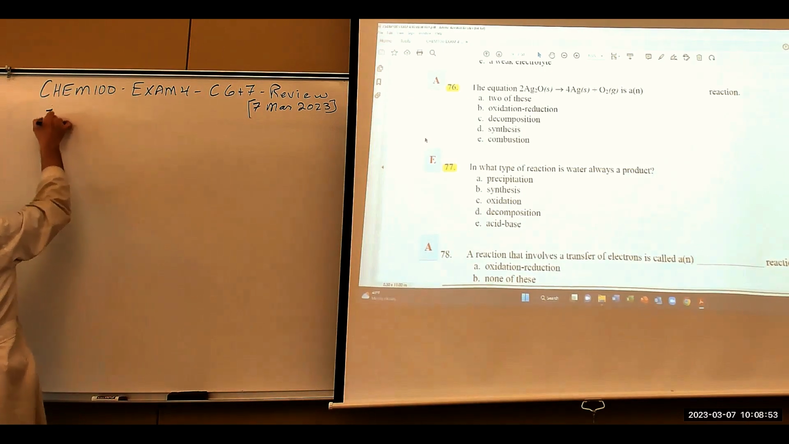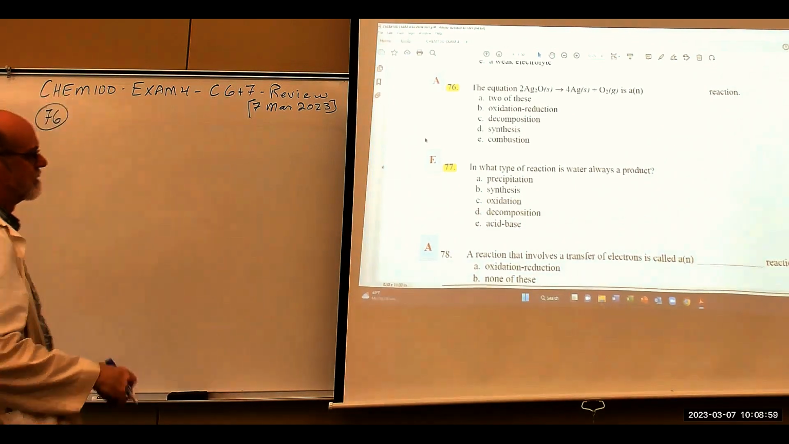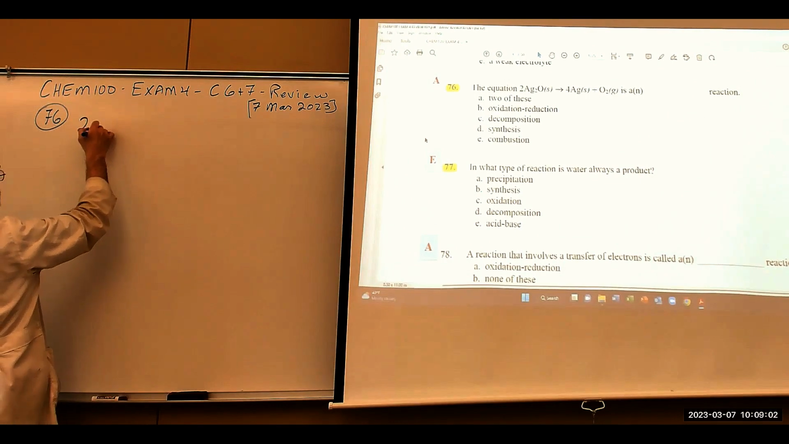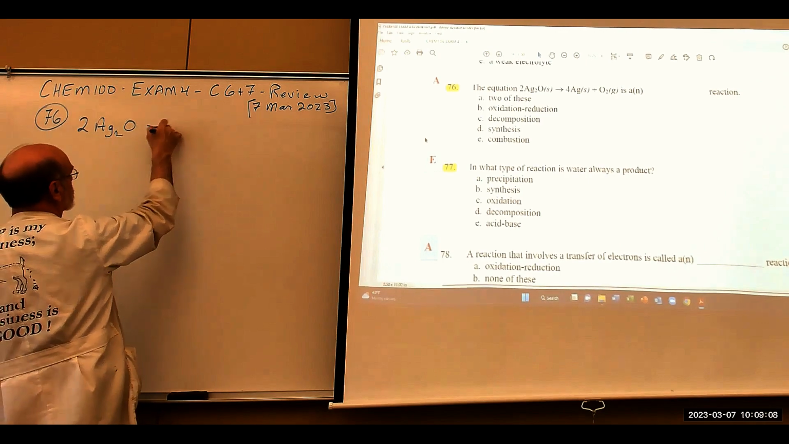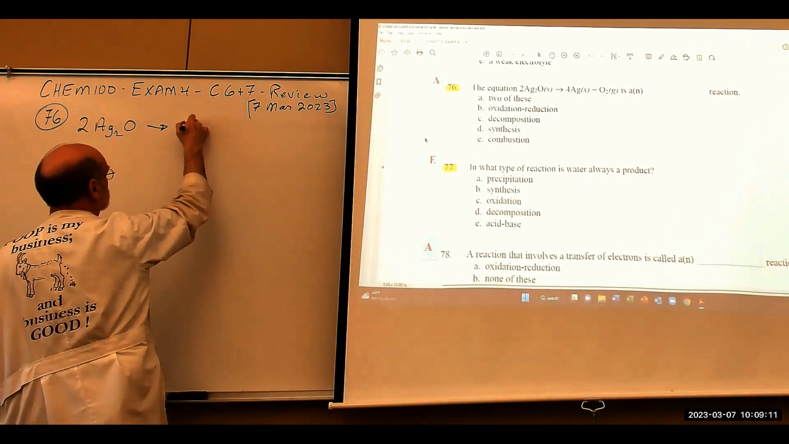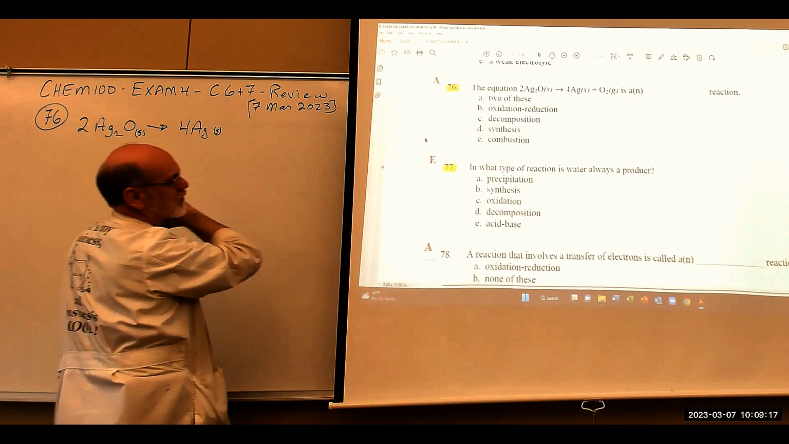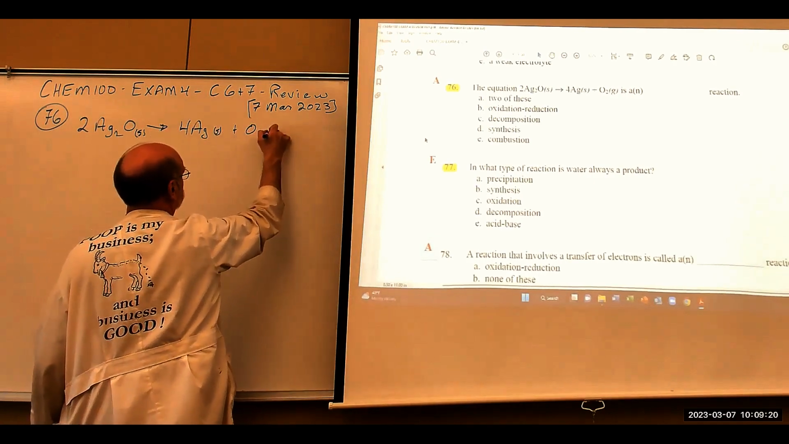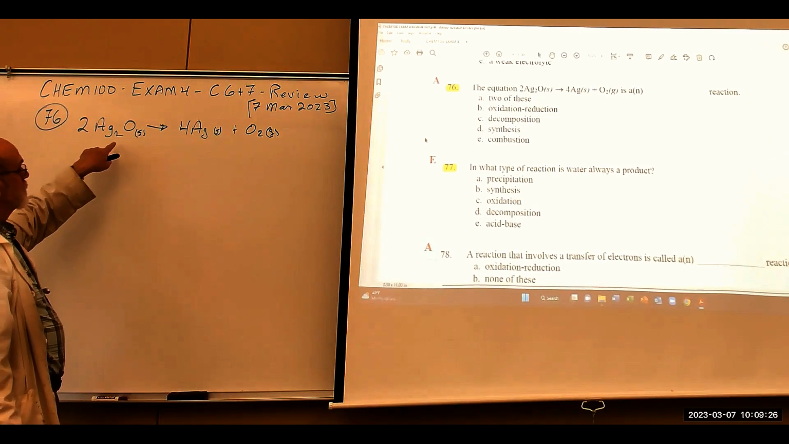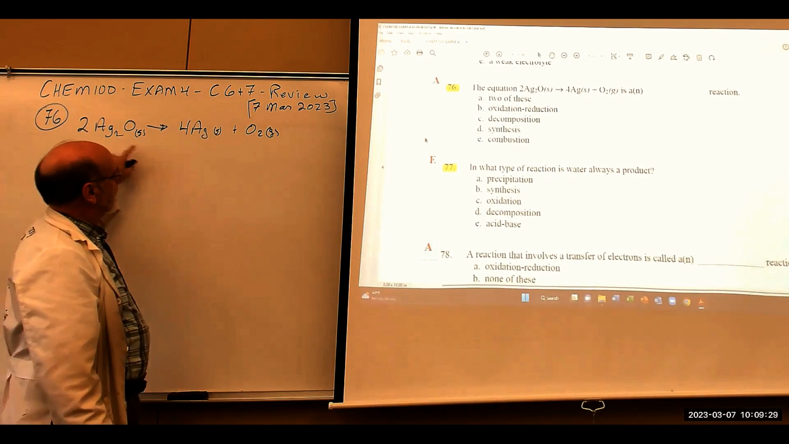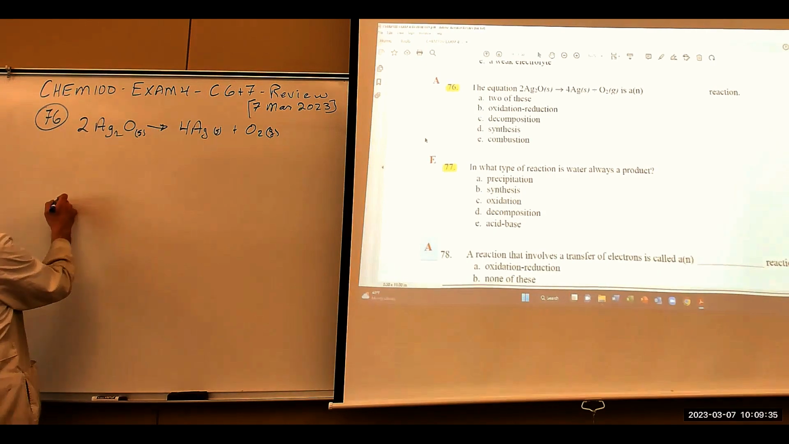76. What type of reaction is this? It's already balanced for us. Silver oxide yields silver, solid, and this is solid, plus oxygen. Okay, what type of reaction is this? Well, remember when you've got a compound and it yields elements, that's a decomposition. So it's definitely a decomposition, C.